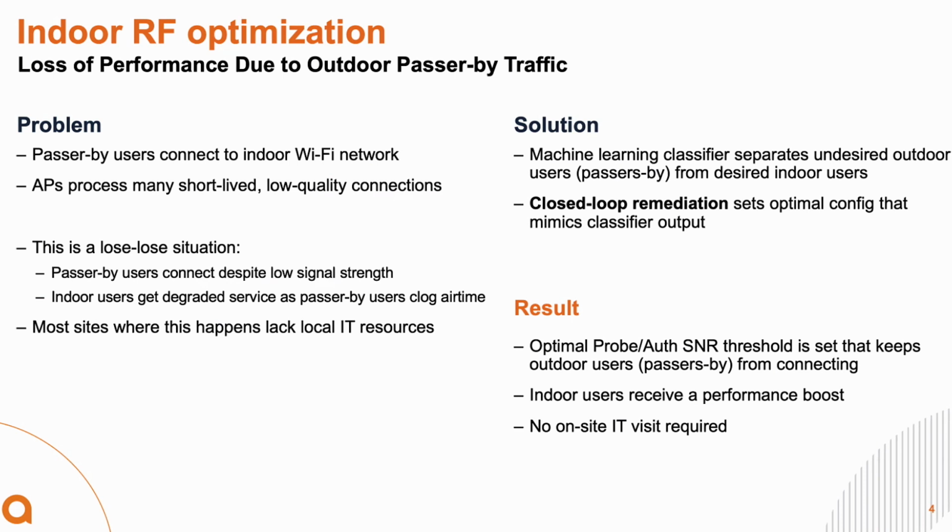So we solved this, as Shri was explaining in the earlier session and showed you in the UI. We solved this by a machine learning classifier that can separate the undesired outdoor users from the legitimate desired indoor users. And we further built this out into a closed loop remediation that can set the optimal configuration automatically on the access points and have them mimic the classifier output. And I'll explain exactly what that means on the next slide. The result is that the settings are automatically applied, the indoor users receive a performance boost, and nobody ever had to go on site to actually make that change. It's all automatically controlled from the cloud.